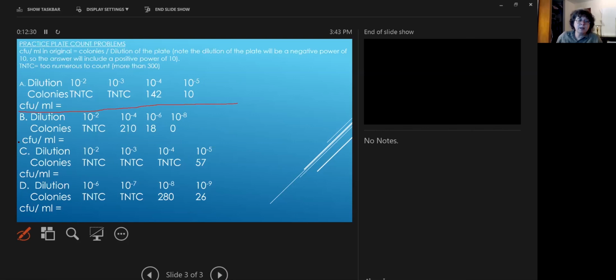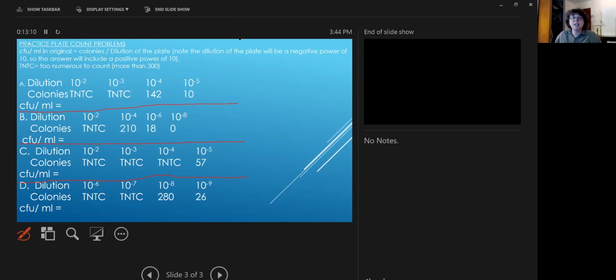A, B, C, and D are each a different plate count experiment. Each experiment has 4 plates in it, and for each plate, the dilution of the plate is written above the number of colonies. So in our first experiment, we have a 10 to the minus 2 dilution factor, 10 to the minus 3, 10 to the minus 4, and 10 to the minus 5. Those are the 4 plates. The first 2 plates are TNTC. The third plate has 142 colonies. The last plate has 10 colonies.